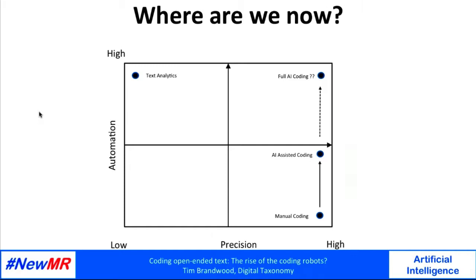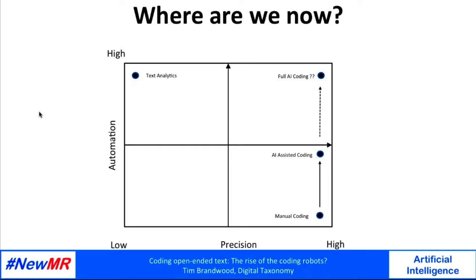So let's just draw a picture of where things are and where they may be going. Here we're trying to represent the current trade-off between precision and automation. In the top left-hand corner, we have text analytics, which is highly automated, but the level of precision is generally fairly coarse. In the bottom right-hand corner, we have our traditional manual coding, which is very precise, but nowhere near automated. So we think what we've managed to do with our AI-assisted coding is to move that manual coding towards the automated end of that scale.